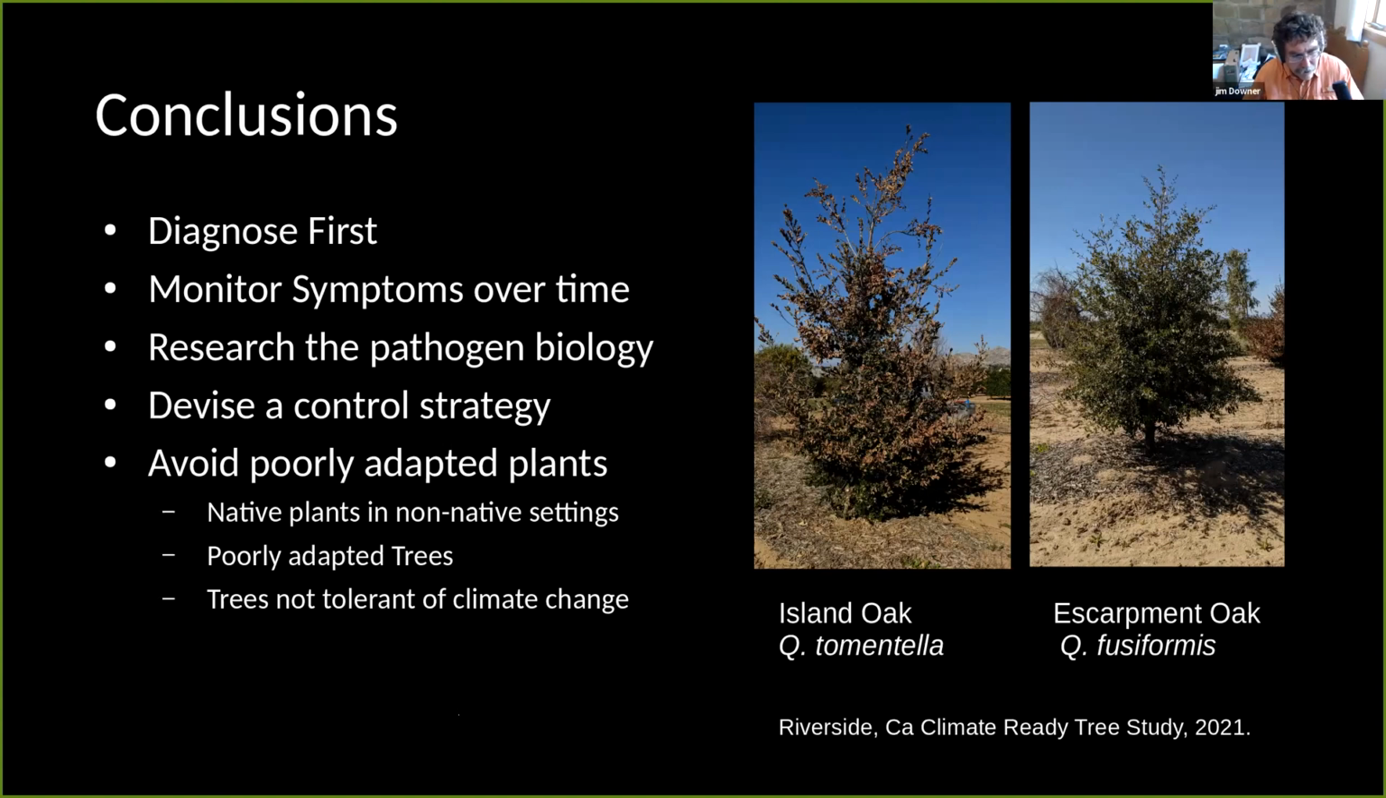So in conclusion then, do your diagnoses, do your research, monitor the symptoms over time to see how the disease is progressing. Devise a control strategy based on all of your research, and avoid poorly adapted plants. This is really the key thing. And unfortunately, this was an easy thing to say in the past, and now it's not so easy because the environment is changing in ways that we don't quite understand.